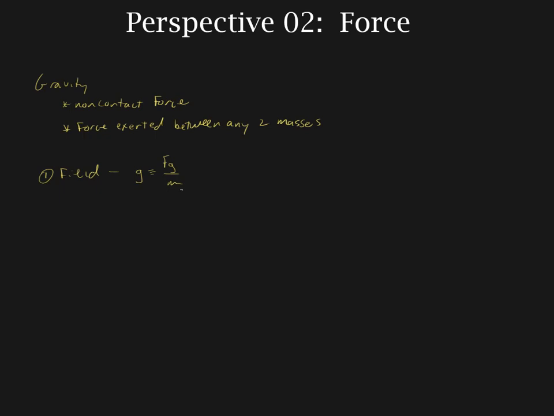It's just that somehow this massive object is able to reach out into space, and when you place another massive object in that space around it, then you end up with a force being exerted. The second perspective that we can look at when it comes to what is causing gravity, it's a bit more modern, and that would be Einstein's theory on gravity, which is a curvature of space.